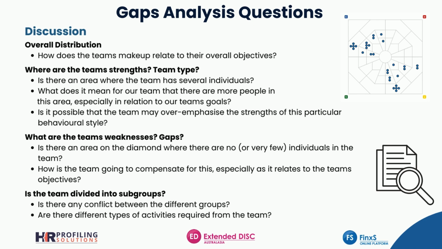Some other questions. What are the team's weaknesses and their gaps? Is there an area on the diamond where there are no or very few individuals in the team? How is the team going to compensate for this, especially as it relates to the team's objectives? You know, when I'm working or developing a team and I have this type of thing come up, you're not able to always just go and hire or recruit people into the gaps. You have to work out what to do.